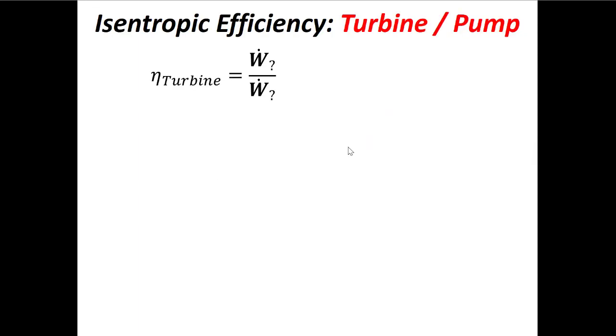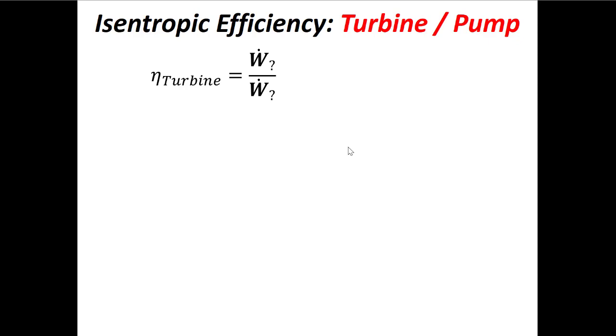So what are our equations for isentropic efficiency? We have to remember that they're a little bit different for turbines and pumps, and that they always have to be less than 100%. So it's always going to be work over work, or power divided by power. One of these is going to be real, and one of them is going to be ideal. So we have to think about which one's bigger.